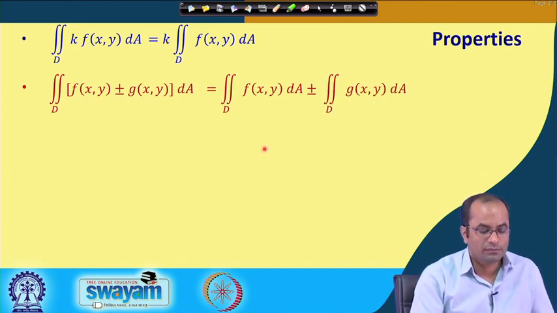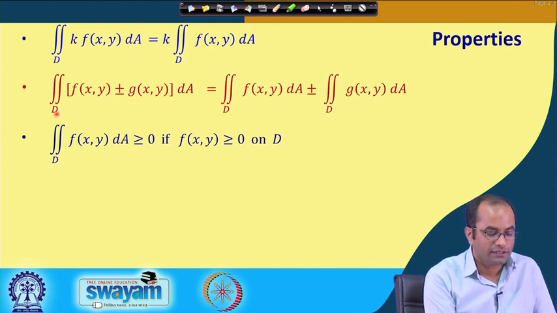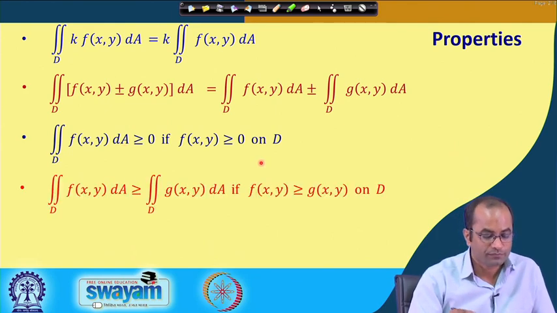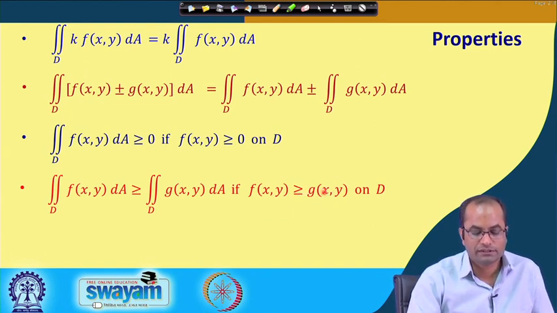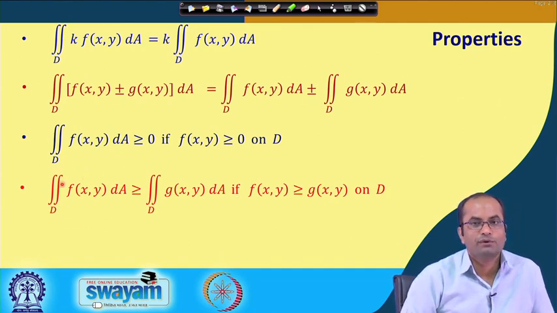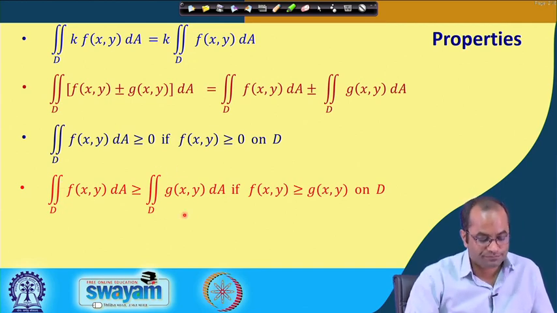So, another property of this double integral. If we take the function as non-negative on the domain D and we are integrating it over D, then the value of this integral will also be greater than or equal to 0. Similarly, if we have two functions f(x,y) and g(x,y), where f is taking larger values than g on the domain D, then the integral of f will also be greater than the integral of g.